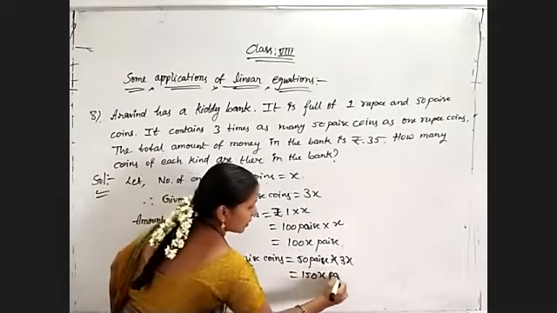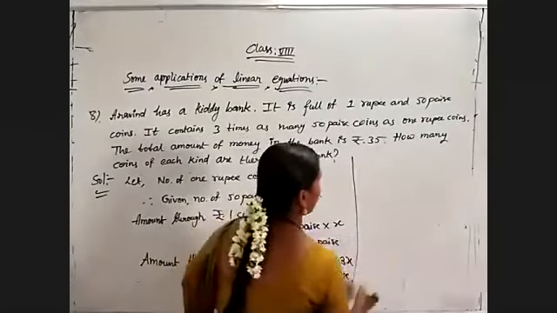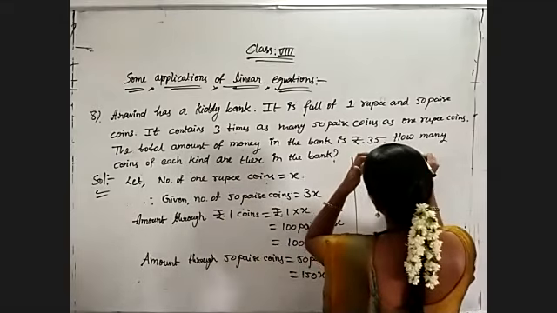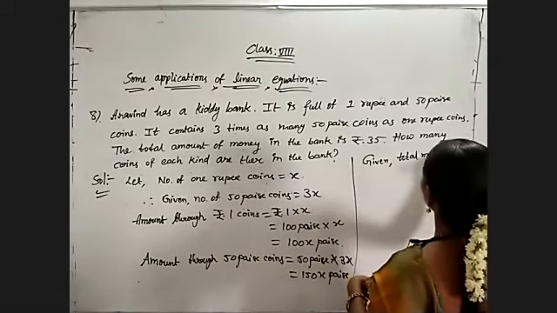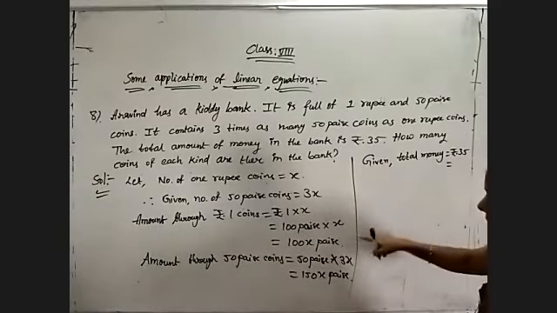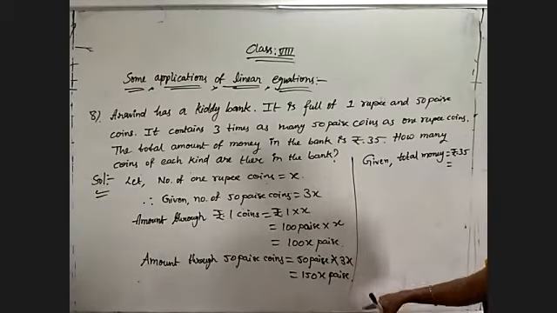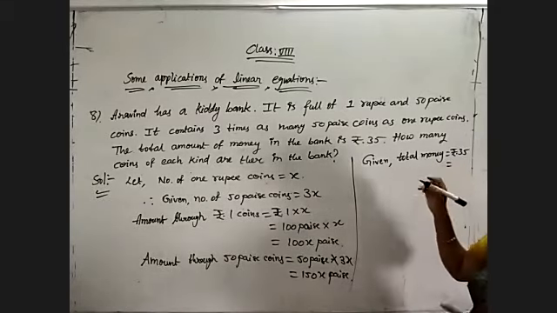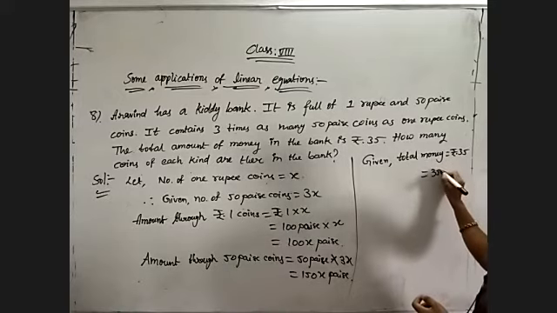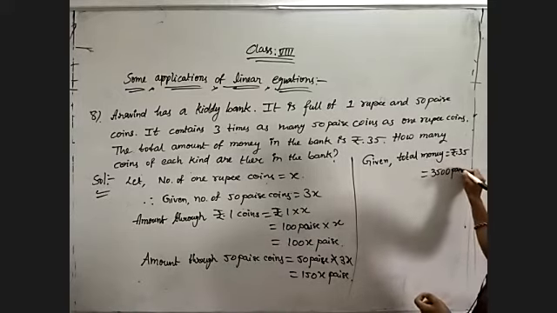paise. And also given that total money is equal to 35 rupees. But 35 rupees I have to translate into paisa. So 1 rupee is equal to 100 paise, so 35 rupees is nothing but 3500 paise.